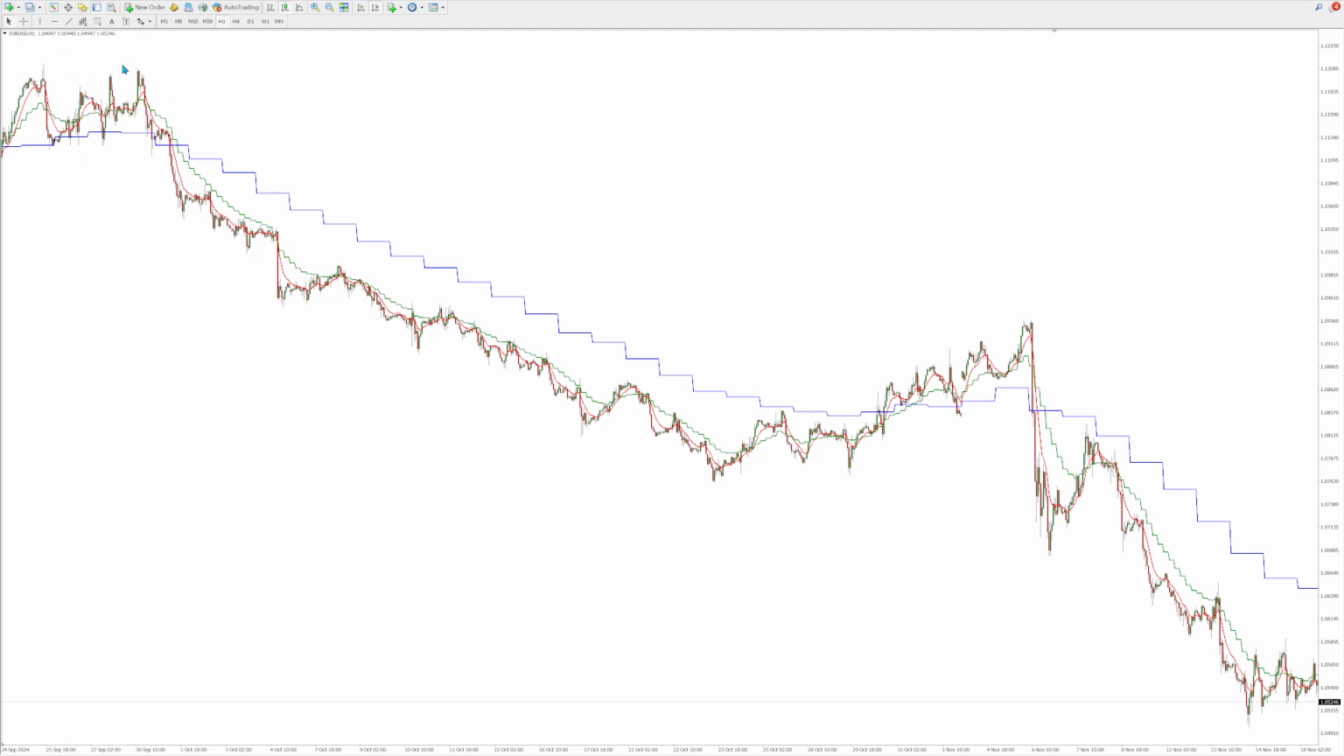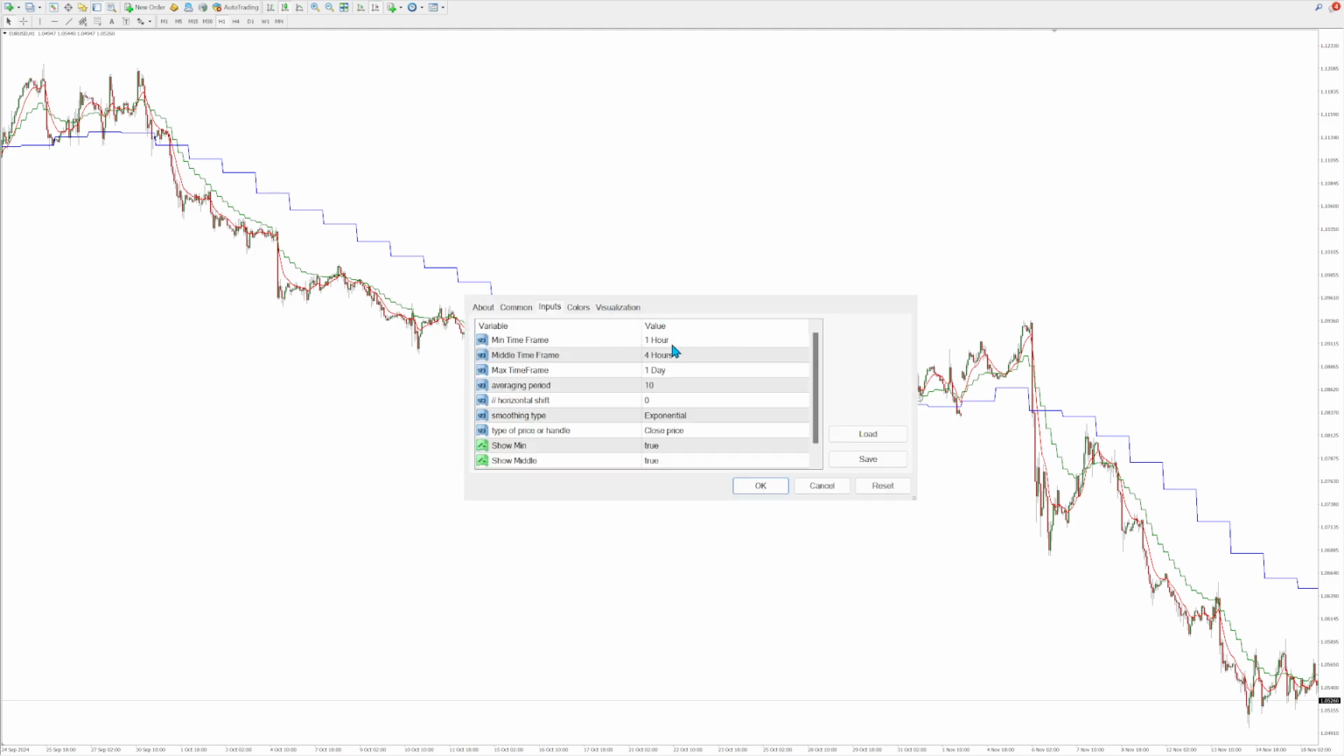Okay, this is a Euro Dollar 1 hour chart. I got the indicator for free online. You can change the periods to use for the moving averages here. So you can see that I've selected the 1 hour, 4 hour, and daily. You have your options there: current time frame, 1 minute, 5 minute, 15 minute, 30 minute, 1 hour, 4 hour, 1 day, 1 week, 1 month.